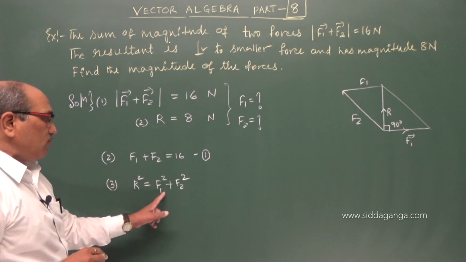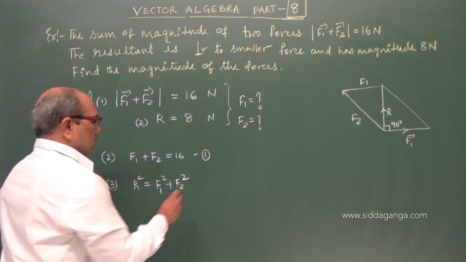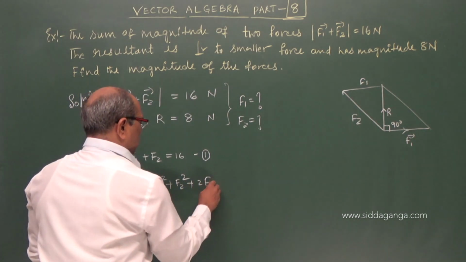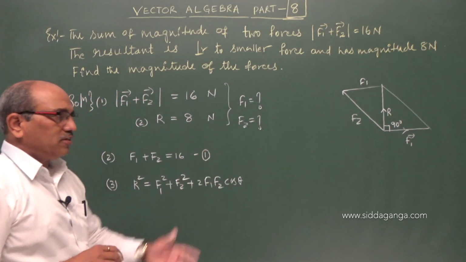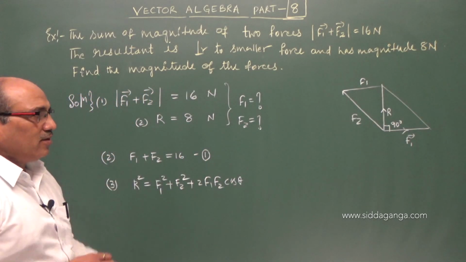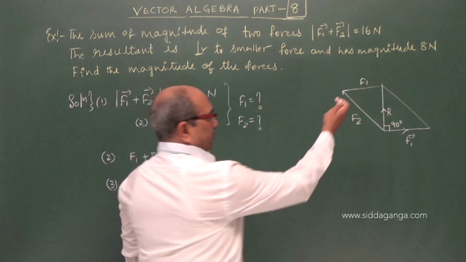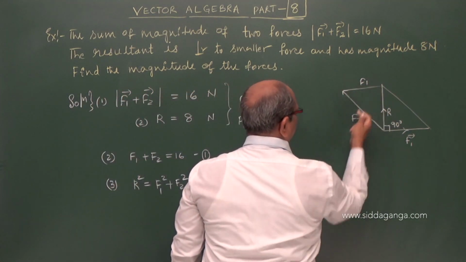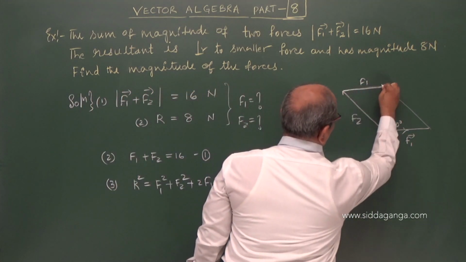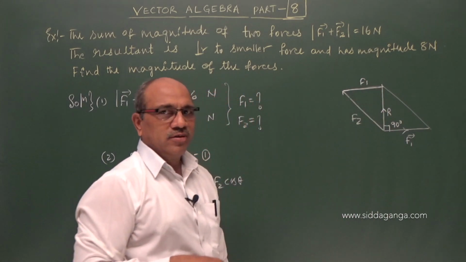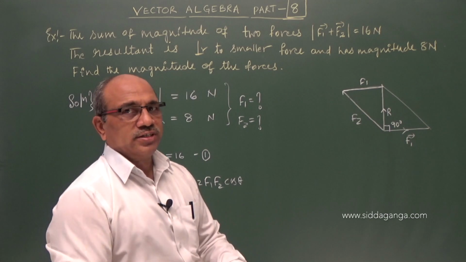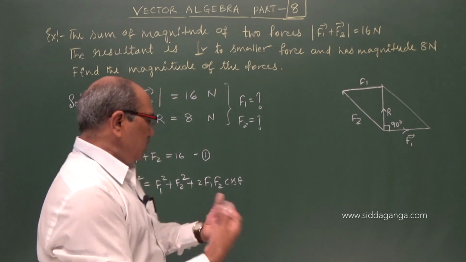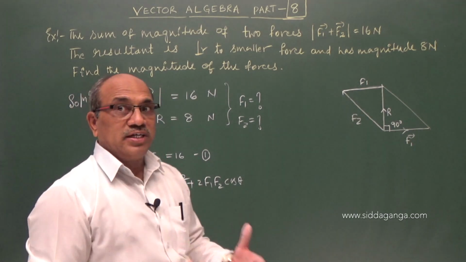R square is F1 square plus F2 square plus 2 F1 F2 cos theta. Do you know theta? No. Then how can it be written? That formula is not helping you. I am going like this because somewhere we fail. How to correct ourselves, I am explaining here. Going through this is not helping. But what can be done?